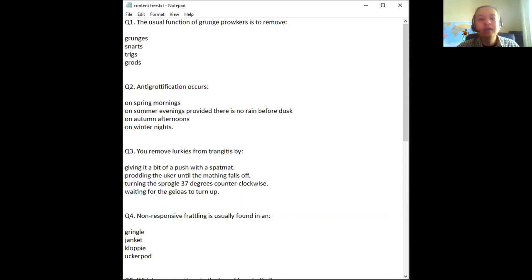Okay. So is there anything else that you might find about non-responsive frattling is given? No? No. Right. Okay. So again, you are right. The ucker pod is the correct answer, but it is the only possible answer. There is no way it could be any of the others.